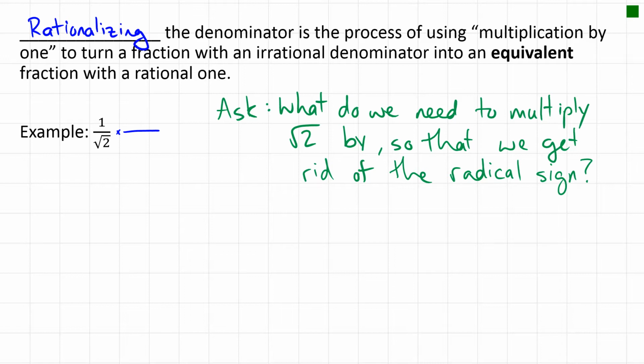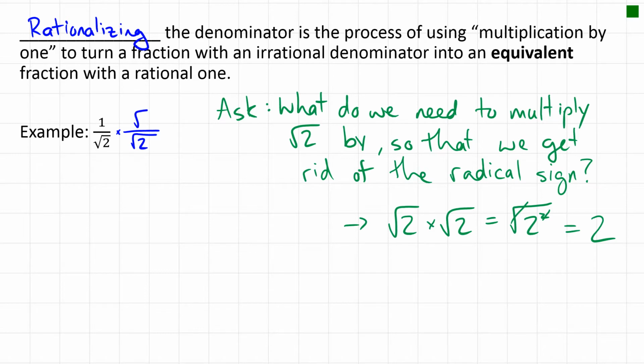So we're going to use this property of 1, multiplication by 1, which means we're going to multiply the bottom by the square root of 2, because the square root of 2 times the square root of 2 is 2. And I'm going to draw your attention to that. The square root of 2 times the square root of 2 is the same as the square root of 2 squared, which is 2. So multiplying the square root of 2 by the square root of 2 gets rid of the radical sign. So we're going to multiply both the top and bottom of this fraction by the square root of 2. So we're using that property of 1 that we talked about earlier.